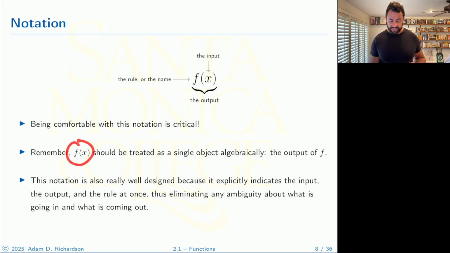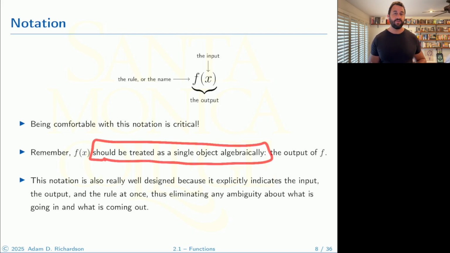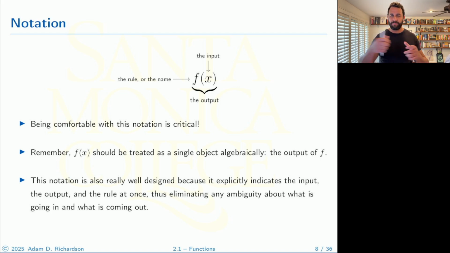Remember that when you see this symbol, f of x, it should be treated as a single object algebraically. So don't try to factor out f or pull f off of this. That doesn't make any sense, okay? This represents the output of f, so you can't detach f from the x in this case.